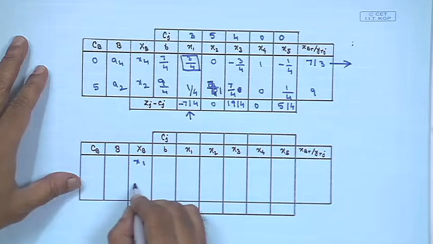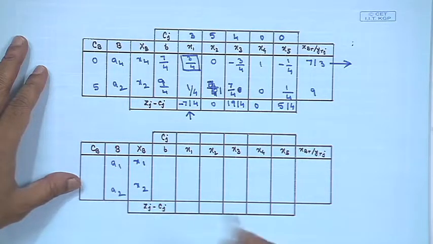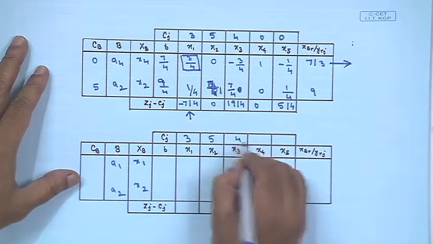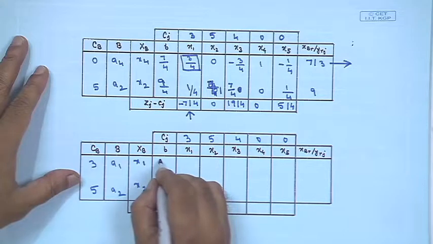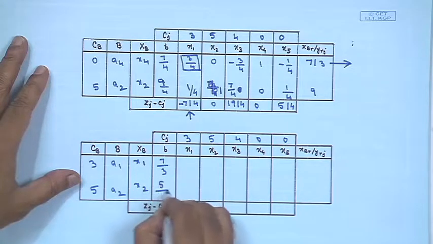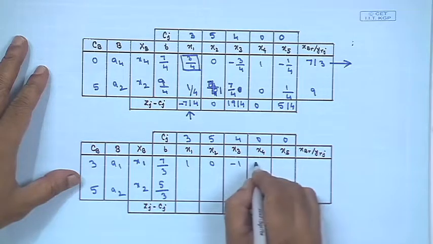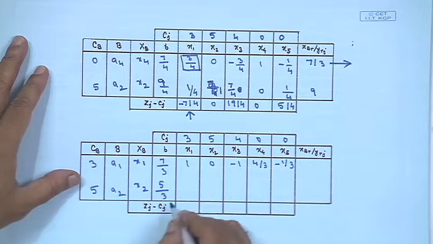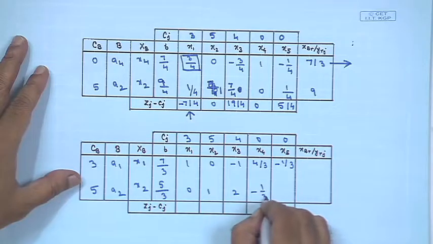So, you are coming as x1, x2. Your B values are a1, a2. So, your Cj are 3, 5, 4, 0, 0. This is 3 and 5. So, the rows will be 7 by 3, this will be 5 by 3, 1, 0, minus 1, 4 by 3, minus 1 by 3. And this will be 0, 1, 2, minus 1 by 3, 1 by 3.